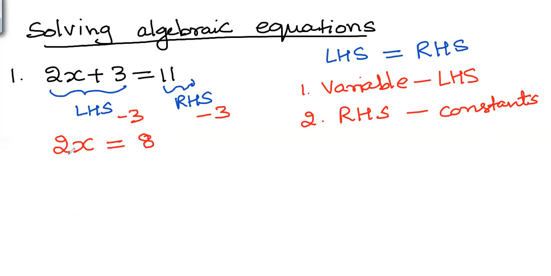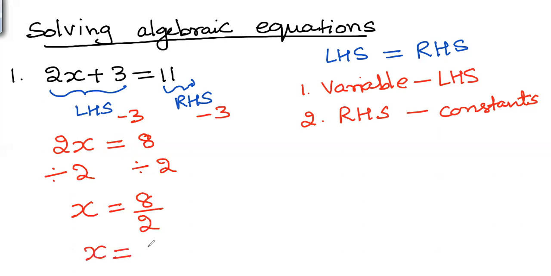Now, because it is 2x equal to 8, which is 2 times x, we have to divide by 2 on both sides. When we divide by 2 on both sides, we get x equal to 8 divided by 2. So 8 divided by 2 is going to give you 4. So this will be the answer to this question.